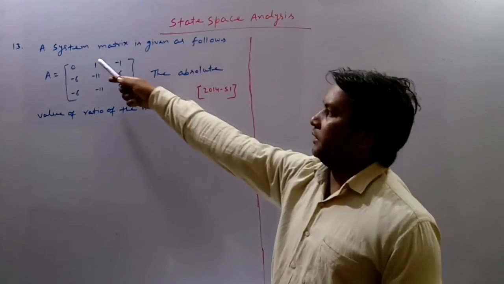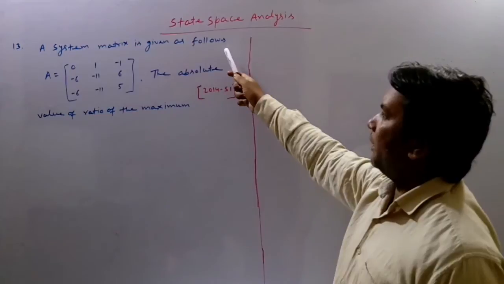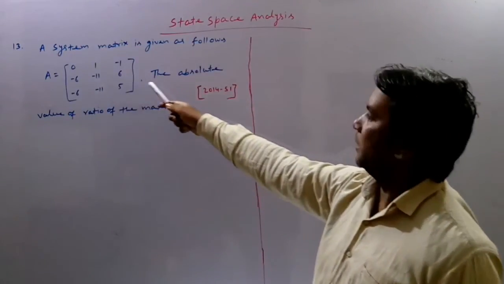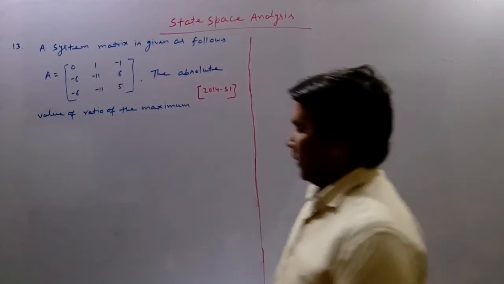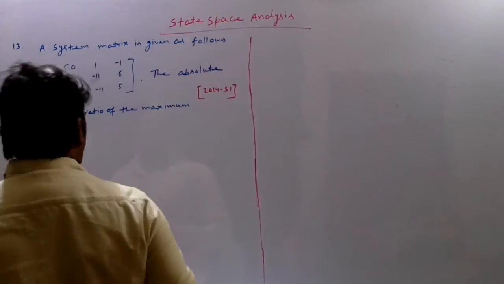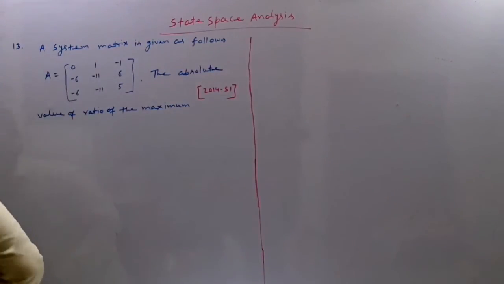The next question: a system matrix is given as follows. This is the system matrix. The absolute value of the ratio of maximum is.